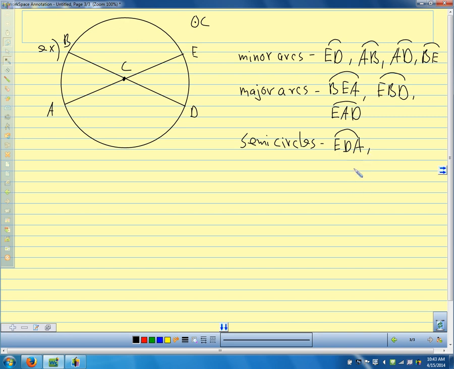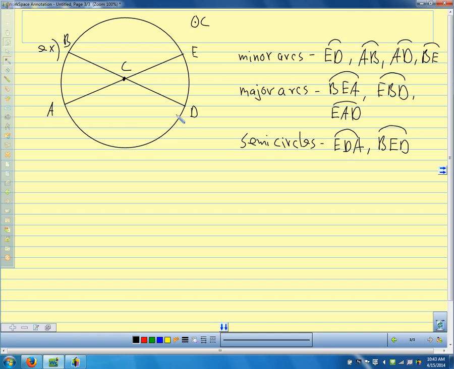Another semicircle. BED. Arc BED is a semicircle. So those two would work because both of those are diameters. Our semicircles always start and stop at the endpoints of a diameter. So those would be a couple of ways we could name semicircles on that circle. All right. Got a little bit of a feel for naming these arcs?